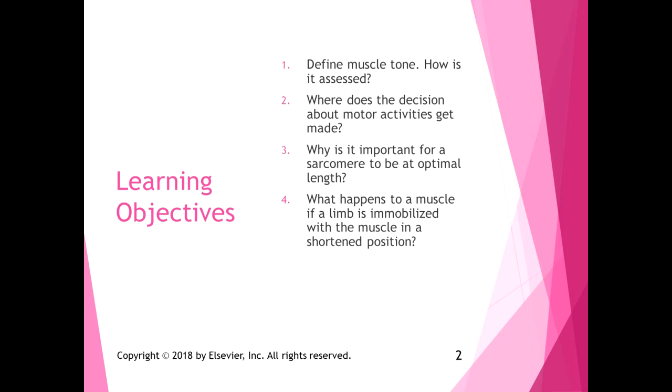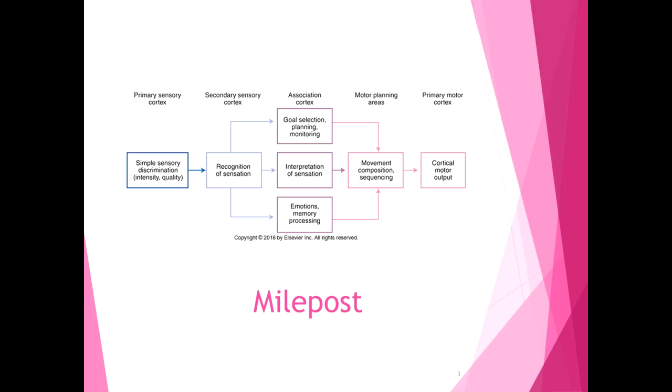So let's find out. Here's our milepost for where we are with regard to our association to the cerebral cortex. On the left side of the graph, we had all that information coming in from the somatosensory system going to the primary sensory cortex, which discriminates the intensity and quality of sensations. And then it goes to the secondary sensory cortex, where we are involved in the recognition of sensation. Like, what is that? I know the intensity and the quality. Now let's line it up with what we know and figure out what it is.